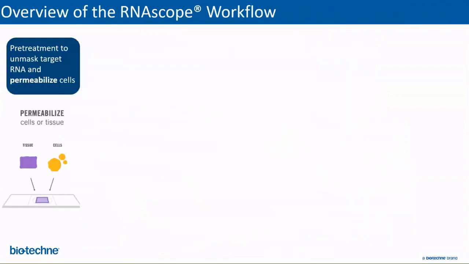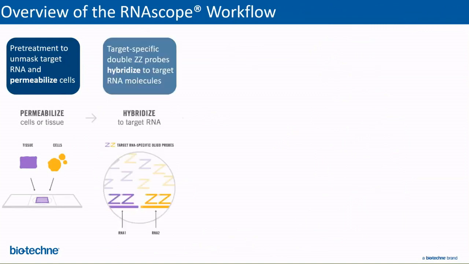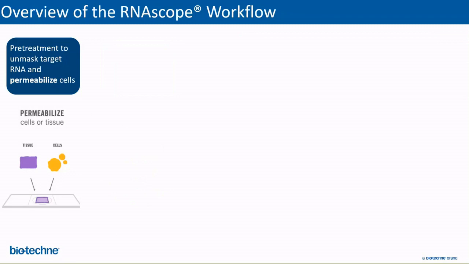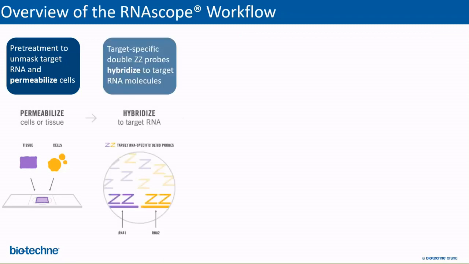Here is a brief overview of the RNAscope workflow. RNAscope assay is a slide-based assay and is intended for use on sample types similar to that used with immunohistochemistry or immunofluorescence. The assay starts with permeabilizing the sample with the reagents provided in the pre-treatment kit. The pre-treatment enables the unmasking of the target mRNAs, thus allowing the probe to penetrate into the cell and hybridize with the target RNA sequence.